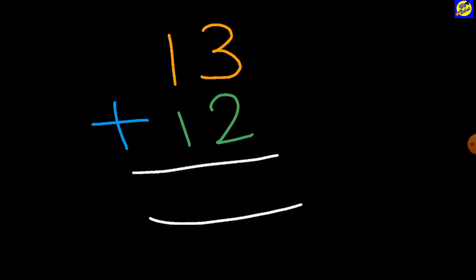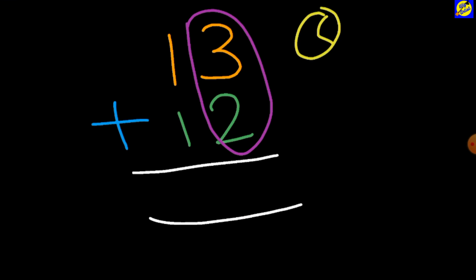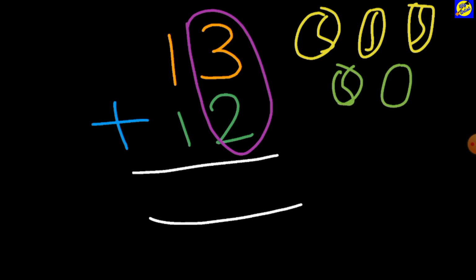So now how to get the answer? 3 plus 2. What is 3 plus 2? You can use your fingers method, but here I will use the balls method. 1, 2 and 3. And then I'll have the other 2 balls, 1 and 2.